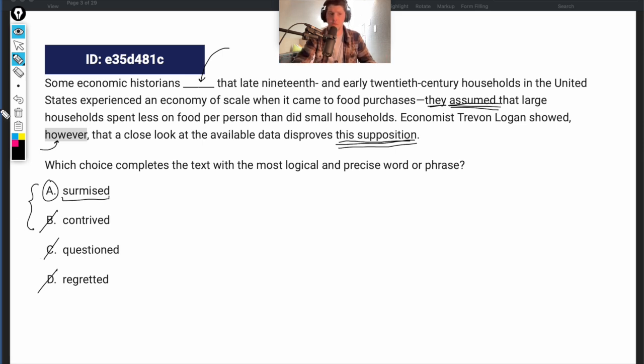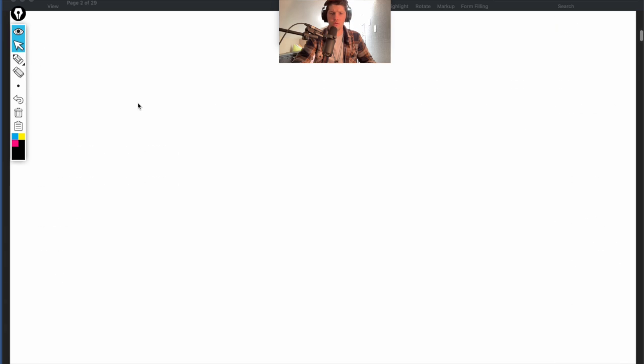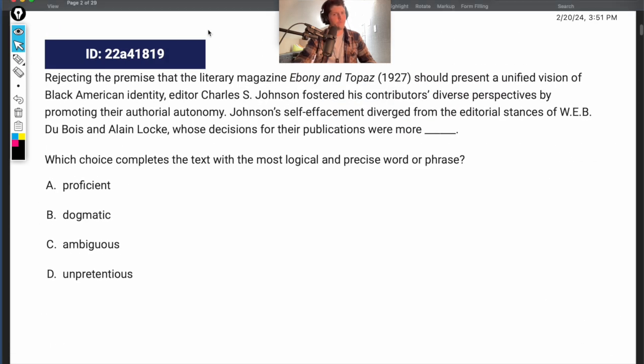So there's an example. I'll move backward. There's one question earlier in my document, and it's this one. So let's read through the question, and let's hit the pause button as soon as we come to the end of a clause. Okay. Rejecting the premise that the literary magazine Ebony and Topaz should present a unified vision of Black American identity. Okay, there's that comma. I'm going to pause, and I'm going to analyze what I have here. So far, what we're saying is that whomever we discuss in the next clause rejects the idea of a unified vision.